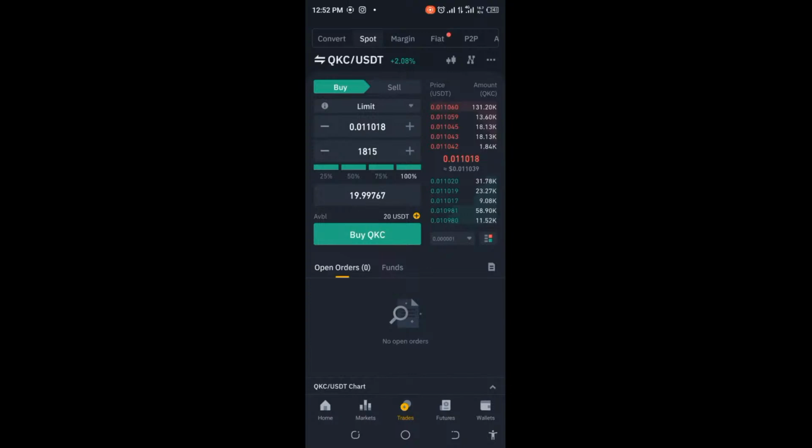If I buy this and wait, what's going to happen is I'm just going to get 1815. But if I click on the first red, and put 100%, I'm just going to lose 4 of that. So that's like 4 cents.